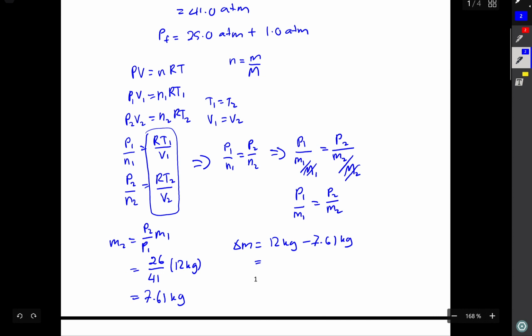So this should be, the change should be the other way around, which is final minus initial. The final is 7.61 minus 12 kg, which gives you negative 4.39 kilograms.